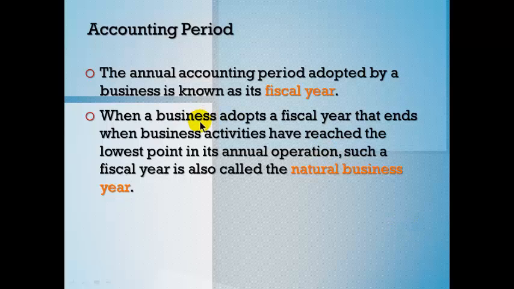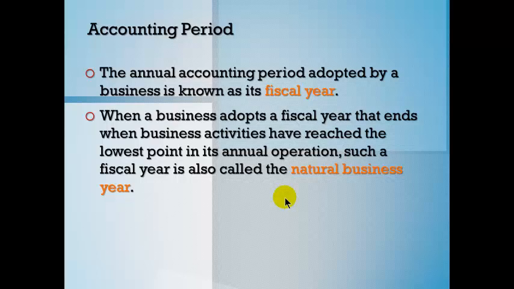But there are times when they'll adopt a fiscal year that ends when their activities have reached a low point in the annual operation, and that will then be a natural business year. Those will be businesses where the fiscal year is not December 31st, but maybe January 31st, maybe March 31st, maybe September 30. There are all kinds of cutoffs that you'll see when they have a natural business year.